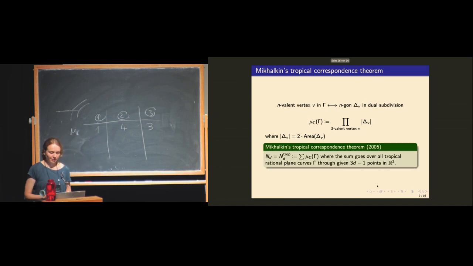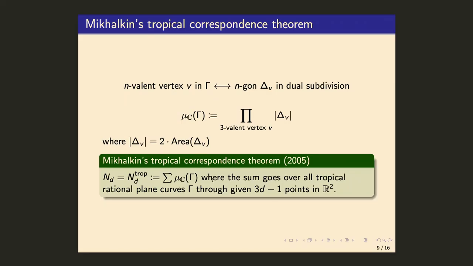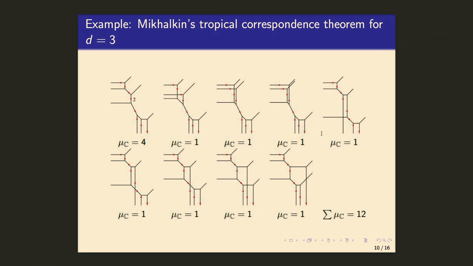And then Mikhalkin's correspondence theorem, which was really a big breakthrough in this tropical enumerative geometry, says that the number Nd we wanted to compute in the beginning is Nd trop, which is the sum over all the tropical rational plane curves through 3d minus 1 points in R2 in general tropical position, counted with this complex multiplicity. So, and I've already showed you how to find all of them with floor diagrams. So now we can go back to the case d is equal to 3, and we actually see the first one has multiplicity 4 because we have this weight 2 edge, and all the other ones have multiplicity 1. So we actually get the 12 back.